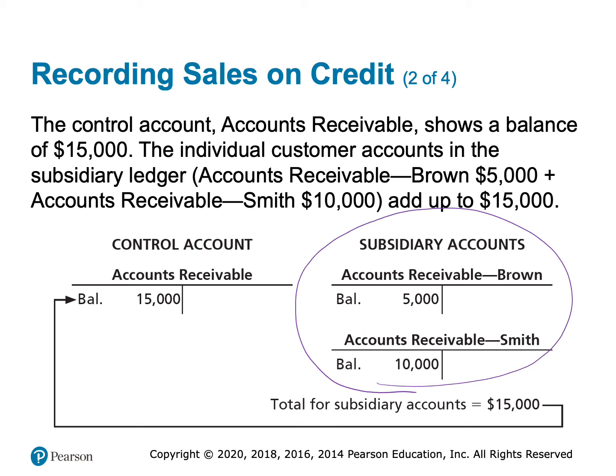Now, we have a giant accounts receivable account that is called the control account, and the control account is equal to the sum of all of these subsidiary accounts. So when I do my balance sheet, I'm not going to list all of the individual accounts receivable accounts. I'm just going to say accounts receivable is 15,000. But inside, in my books, in my inner workings, I know that that 15,000 is 5,000 from customer Brown and 10,000 from customer Smith.